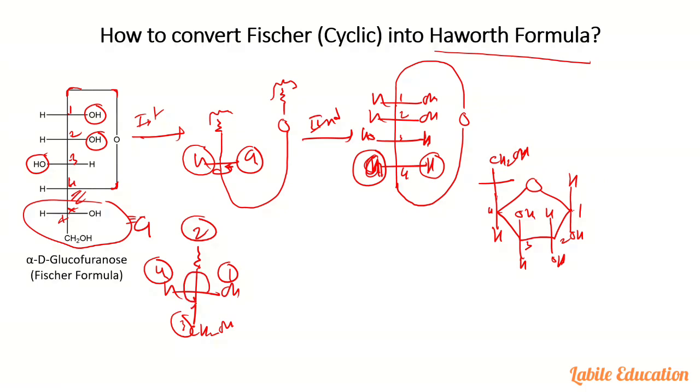So 1, 2, 3 is anti-clockwise, so this should be S, but because the lowest priority group is on the horizontal place, it will be reversed, and so this will be R. It means this is R.